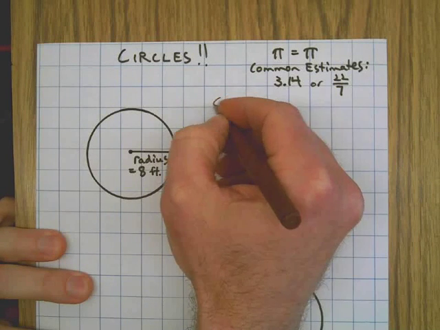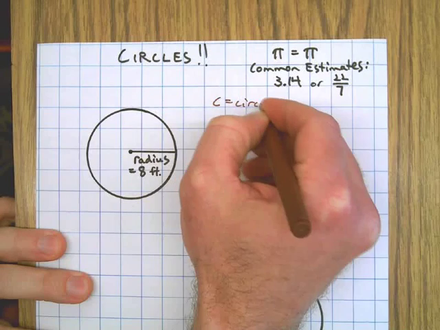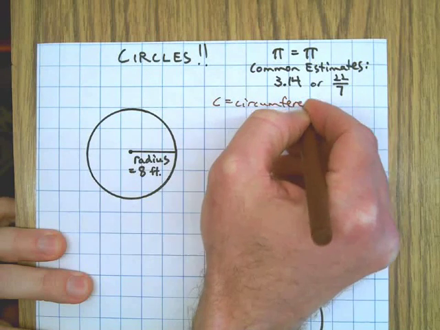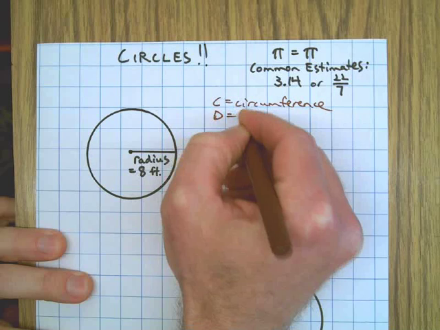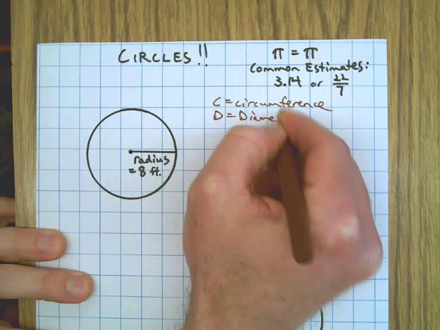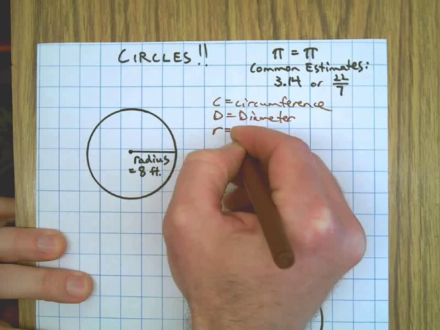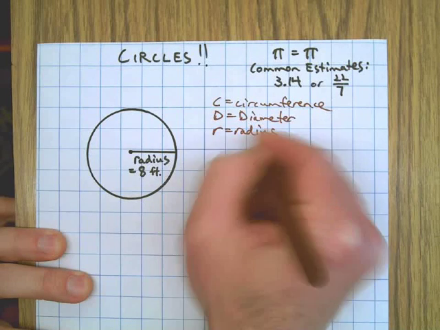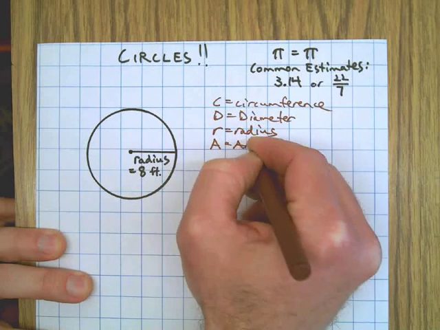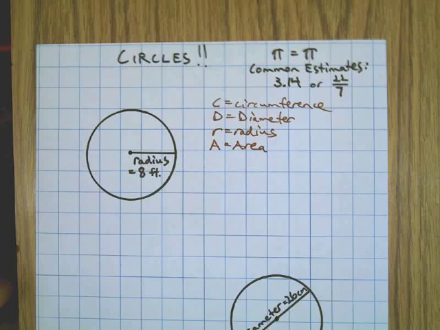We've got circumference, diameter, radius, and area. Those are the only things that happen with a circle. That's it. So please refer to your glossary in your textbook or Google it or whatever for the definitions of these things. I'm going to be talking about them as they come up during these problems.